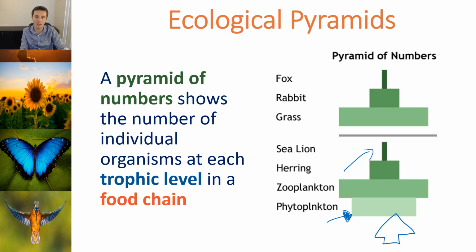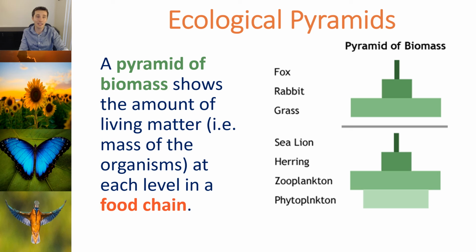When you get these funny looking pyramids, you know that this must be looking at numbers, because it does and can occur like that. The same idea for biomass. It's a bit funny looking as well, because as I mentioned, these phytoplankton can reproduce so rapidly, but they get consumed so quickly by zooplankton, which does make it look a bit funny. So remember, biomass shows the amount of living matter, i.e. the mass of the organisms at each level of the chain. So you can see here our grass as the producers have the highest biomass, our primary consumers, rabbit, second highest, and fox has the least amount of biomass in that food chain.